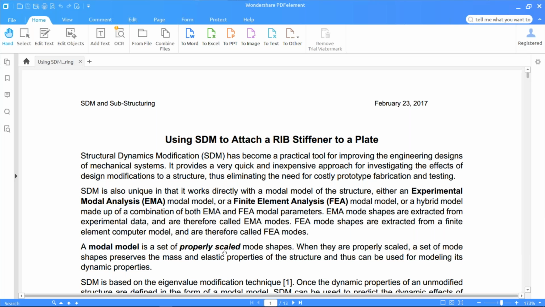And today we are going to be doing SDM and substructuring in ME-scope. So we'll be tackling a few of the more technical topics within ME-scope.